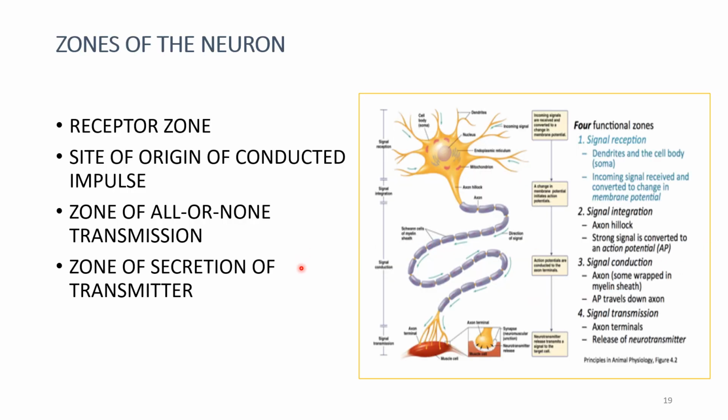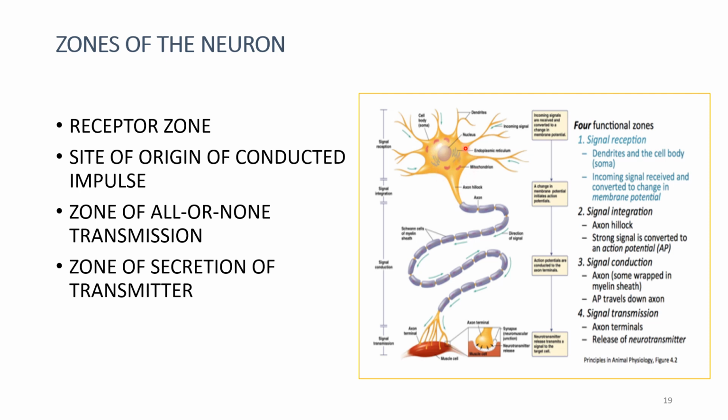Now coming to the zones of the neuron. You have 4 functional zones, which you already know. First is the receptor zone. It is nothing but the dendrites, which receive the impulses. Then the second is the site of origin of conducted impulse. Here it is the axon hillock.